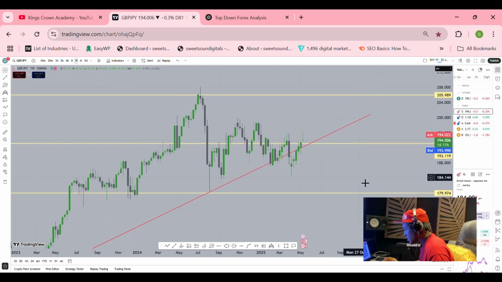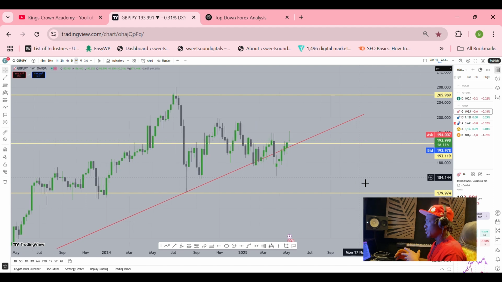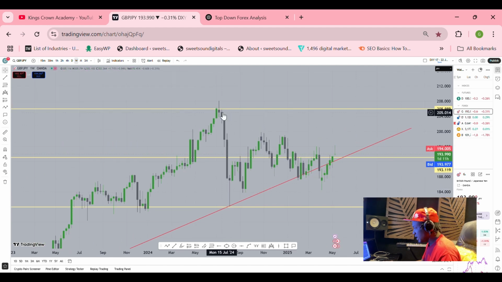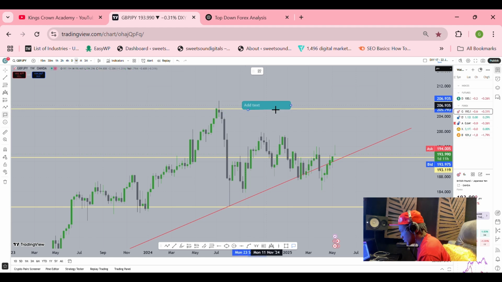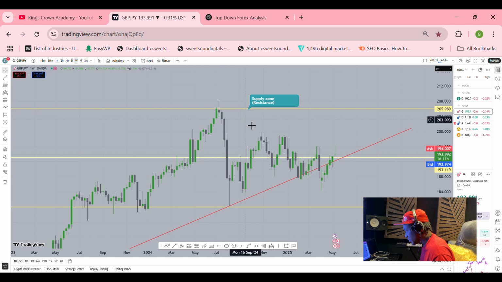Okay, and this is a weekly time frame. We started from the monthly. Remember, we just drew our major area of support and resistance. Now let's see what happened around this area of resistance. So this is a supply zone, which is also currently our resistance zone. All right, price reacted from here.